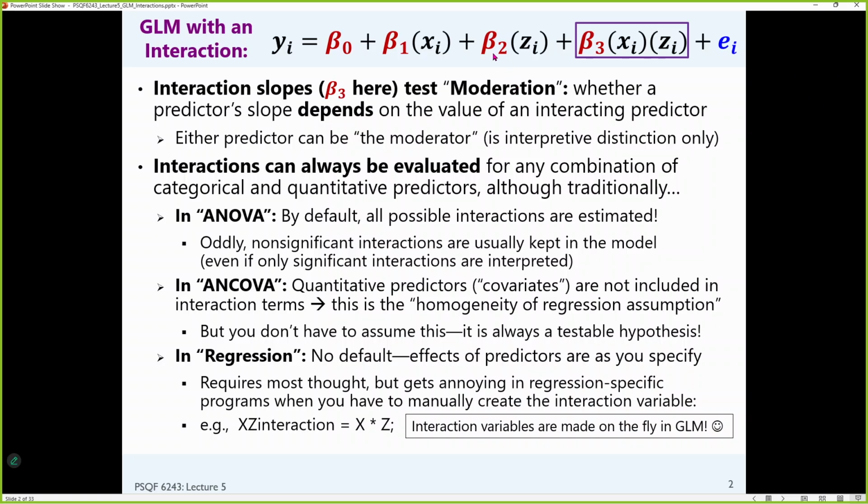Likewise, beta 2 is only the effect of z by itself if x is 0 and this thing goes away. So what's going to end up happening is that beta 1 and beta 2 aren't just controlling for the other variable. They are specific to the other variable being 0. So beta 1 is the slope of x when z is 0. Beta 2 is the slope of z when x is 0. And then beta 3 talks about how those slopes go up and down as a function of the other variable. That's how moderation is going to work.